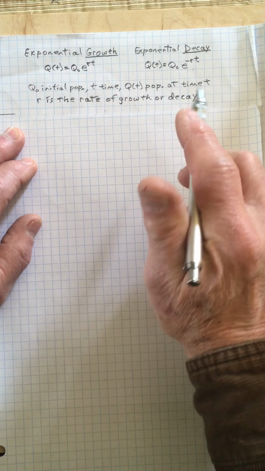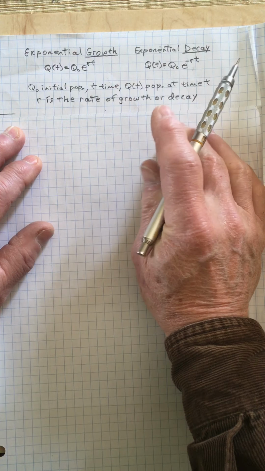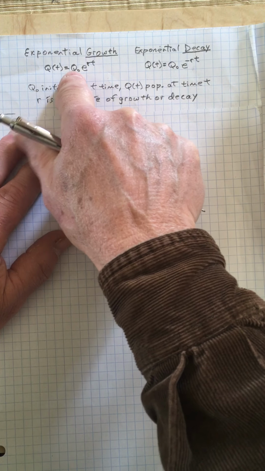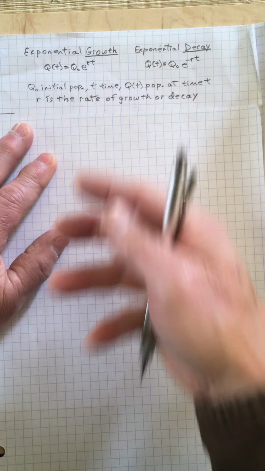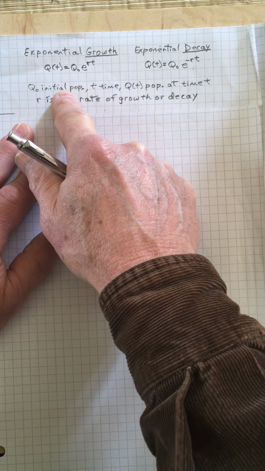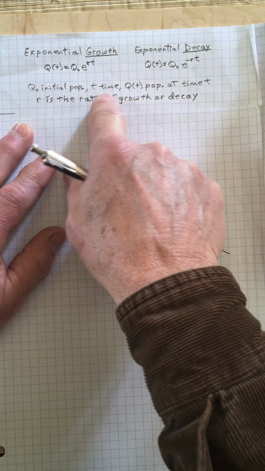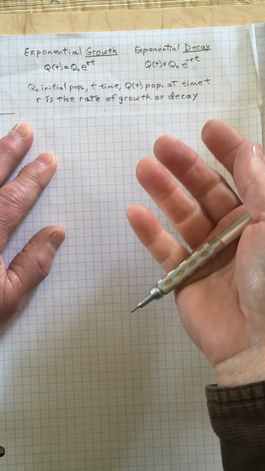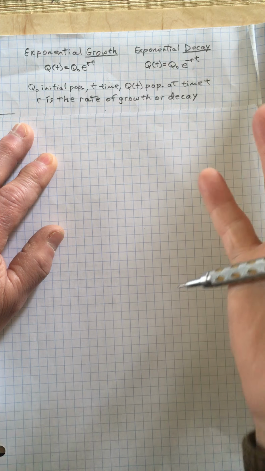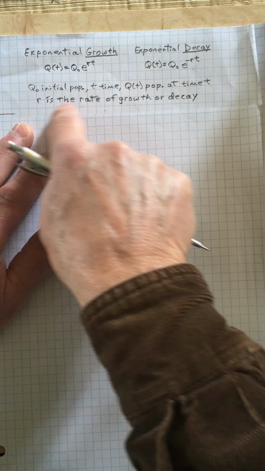Okay. The first thing you'll notice is the equation's really actually the same. Q of T equals Q0 e to the RT. Q0 is your initial population, starting population. T is the time that goes by, lapse time. Q of T is the population at that time. And then R is the rate.